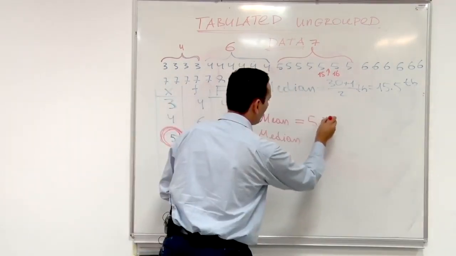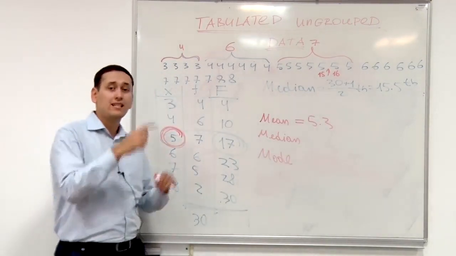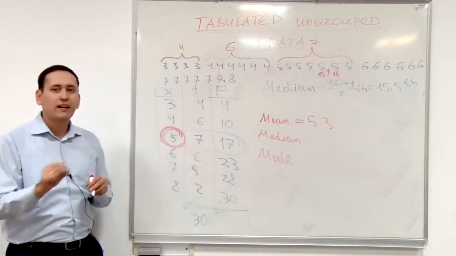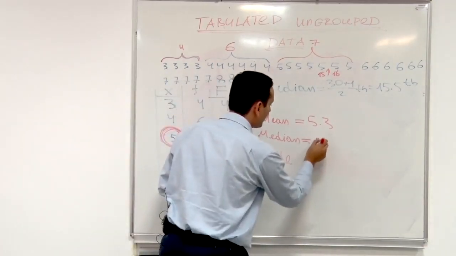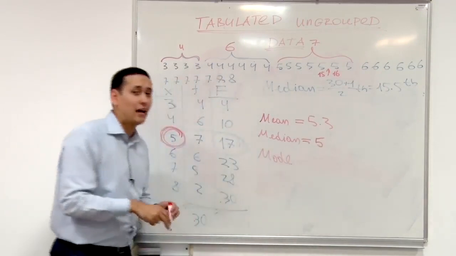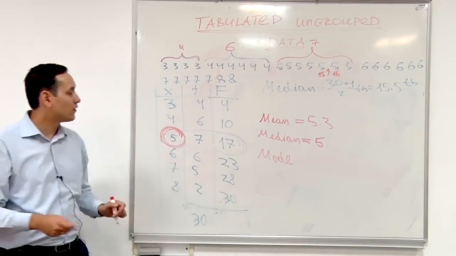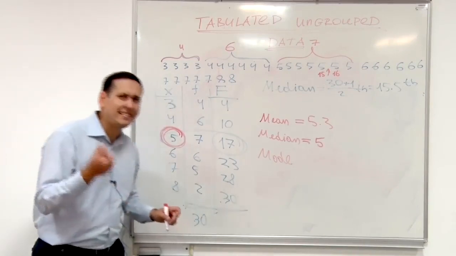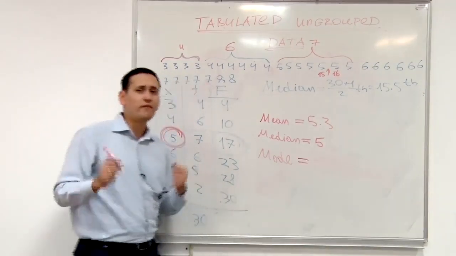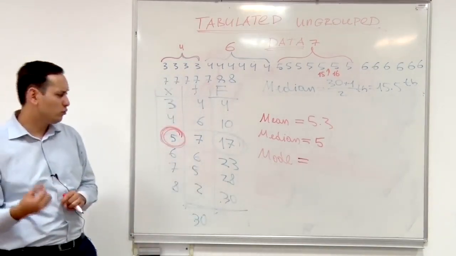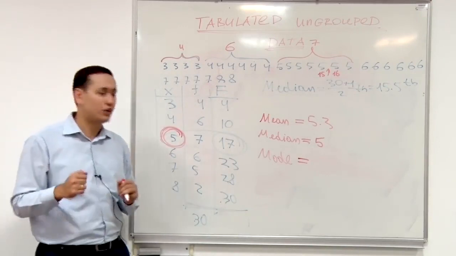Our mean was 5.3, and we found it using the formula sum of fx divided by sum of f. Our median value for this data set is 5. And how did we find it? Well, we added the cumulative frequency column to find out that the median number, the middle number, is 5. We found the mode to be also 5 because 5 is the most frequent number in our data set.